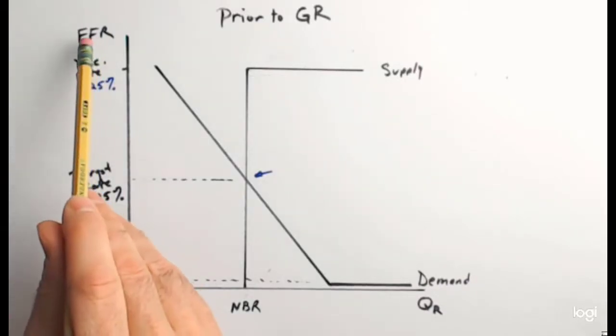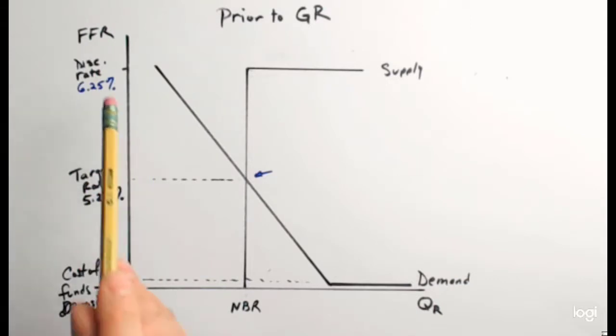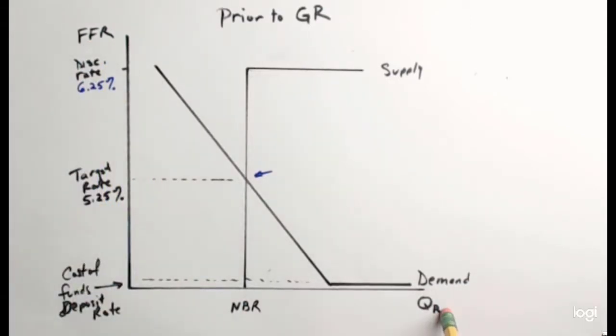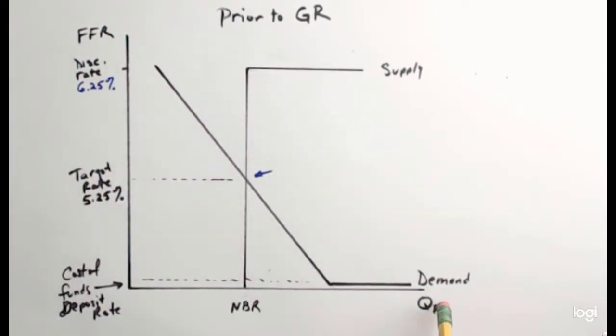So what we have here is the Fed funds rate. It's the interest rate or the cost of funds. It's the price of funds. Here's the quantity of funds or quantity of reserves. I'm going to use those words interchangeably, funds and reserves. And so we have an interest rate, and we have the quantity of reserves, or funds, in dollars. We have a demand curve.